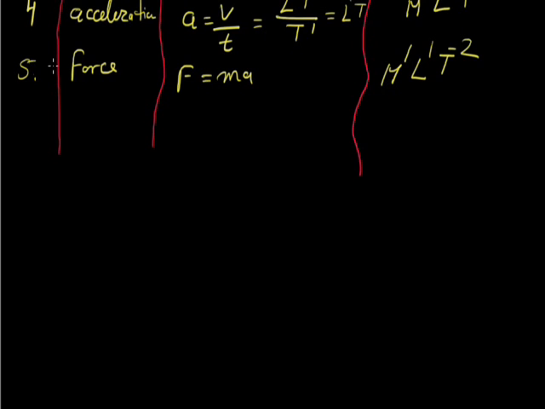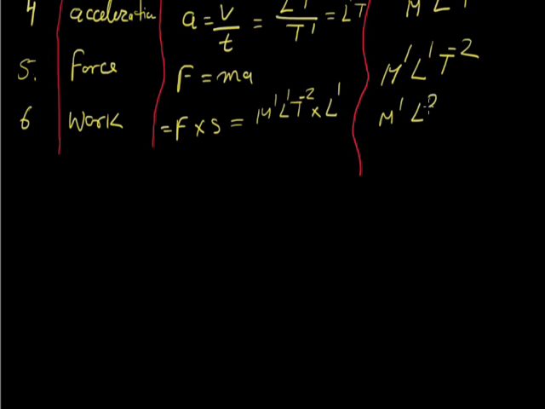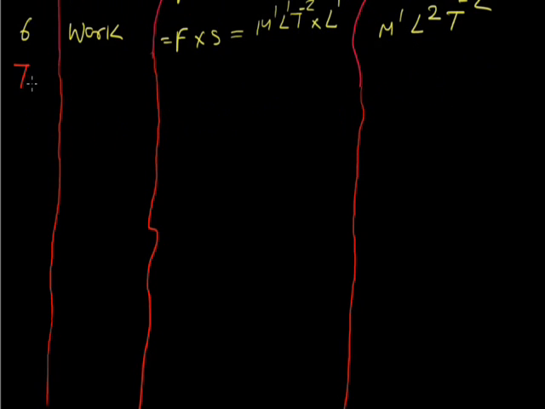Next one is sixth, work done. Work is equal to force into displacement. We know that force is M1 L1 T minus 2. Displacement is L1. So finally M1 L2 T minus 2 will be the dimension of the work.